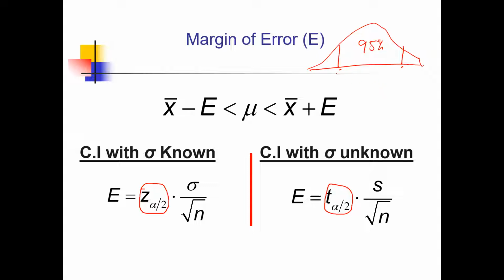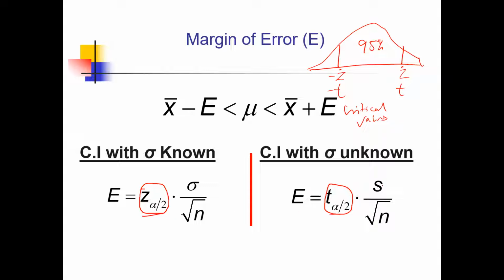Okay, so this value here could be a Z. This one is negative, this one is positive. I could be a T. This one is negative, this one is positive, right? Depending on whether you know the population standard deviation or not. So these are called the critical values. Okay, so what I circled here is the critical value.